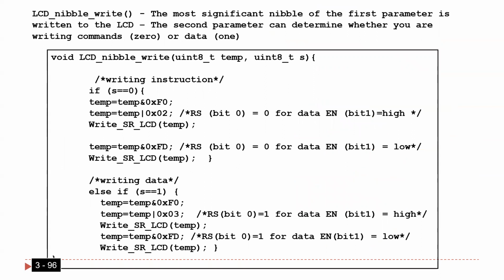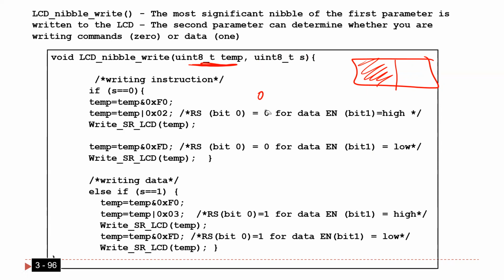This function is called LCD nibble. Here you send me two things. You send me a byte, but when you send me a byte, I'm going to take only the most significant nibble. This function always works this way. Also, you have to tell me if this is data or command: 0 for command, 1 for data.